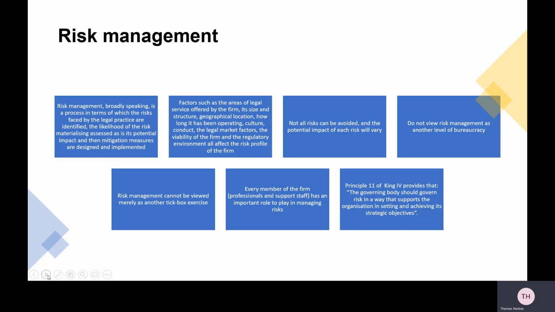Factors that will affect the types of risks in the legal practice are matters such as the areas of legal services you provide. You'll note when we show you the claim stats that certain areas of practice are riskier than others, or rather that they carry a higher risk than others. The size of the firm and its structure.